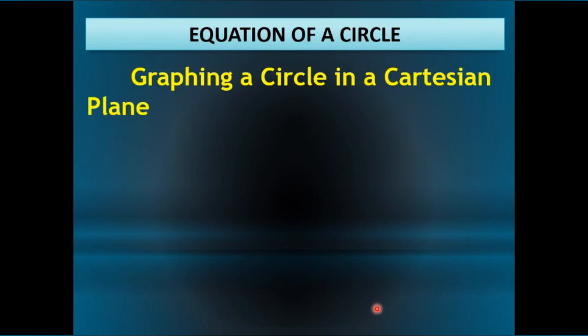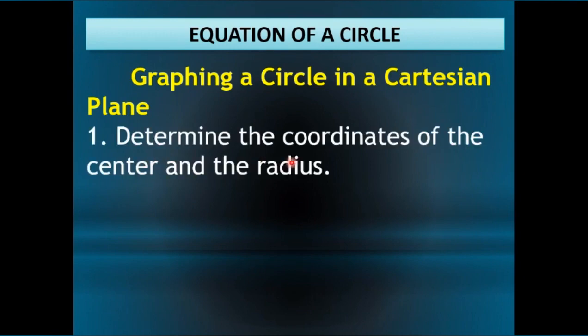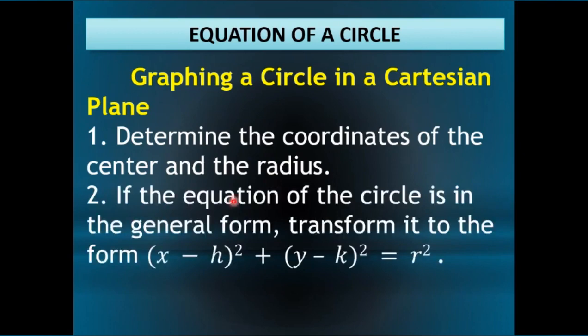How about if we want to sketch the graph of a circle in a Cartesian plane? First, determine the coordinates of the center and the radius. If the equation of the circle is in the general form, we transform it first to the form the square of x minus h plus the square of y minus k is equal to r squared, or the center-radius form of the circle. And then we draw the given graph.